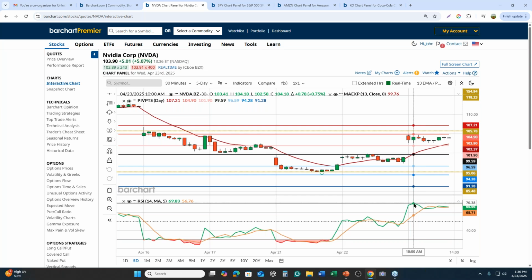But what would be the signal? Well, if it got into the overbought and fell out, that would be the sell signal. And we did kind of see that happen here. So again, my entry might be a little bit lower as I'm waiting for that ideal signal.